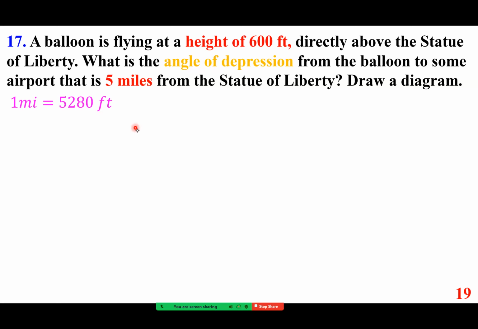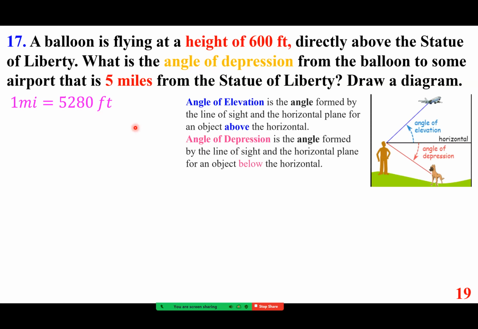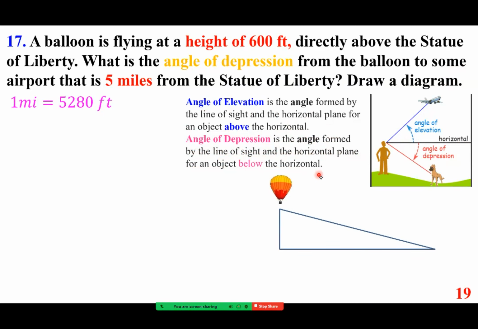So number one, let's remind everybody of the angle of elevation versus depression. Here's the horizontal line, the line of sight. If you look up, it is the angle of elevation, down is the depression. Angle of elevation is the angle formed by the line of sight and the horizontal plane for an object above the horizontal. Angle of depression is the angle formed by the line of sight and the horizontal plane for an object below the horizontal.